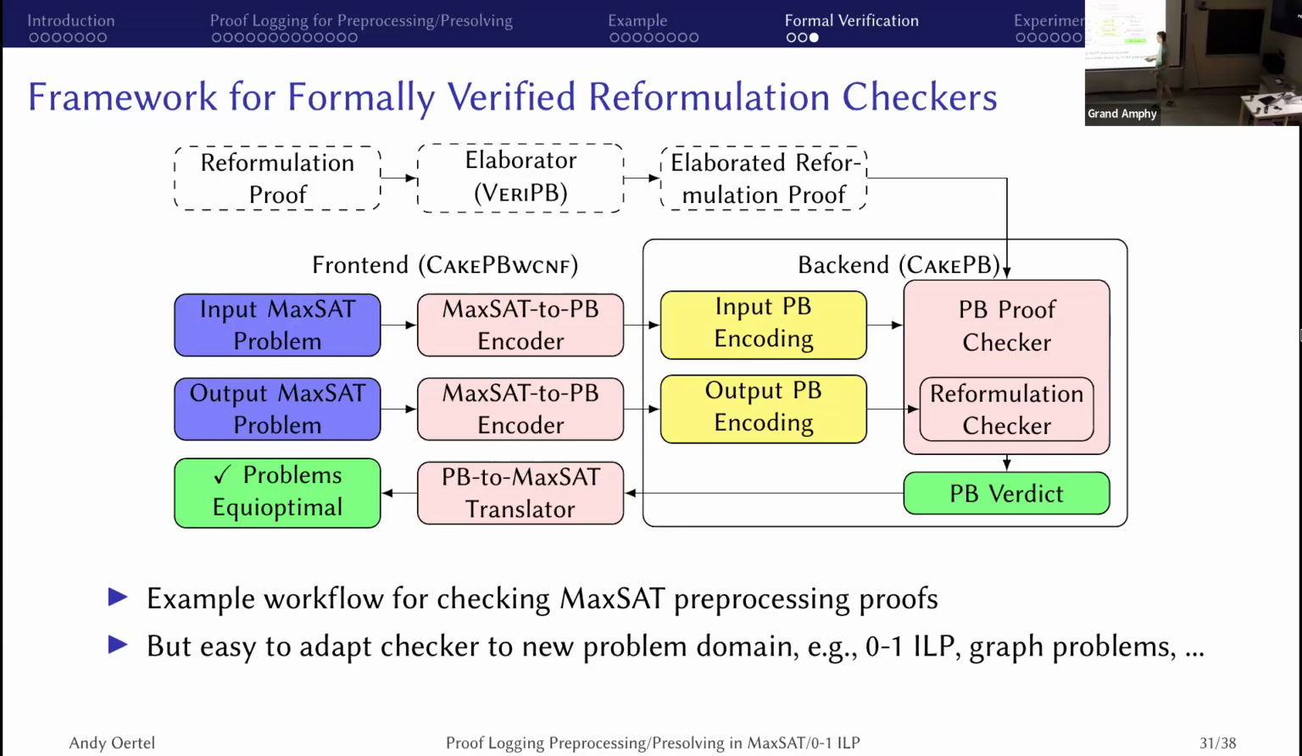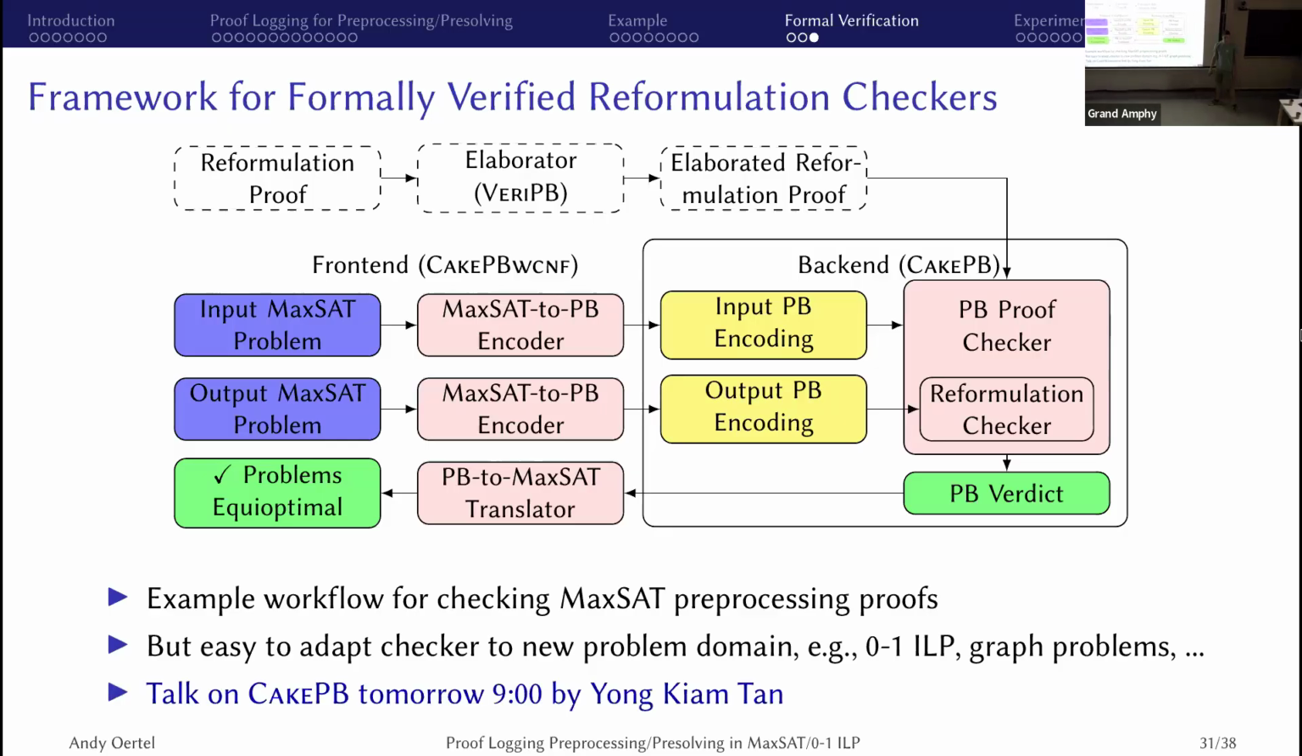So basically, if you want to change to a different problem domain, maybe you want to do 0-1 integer programming, or you're Kieran and you want to do graph problems, then the only thing you have to change is basically this front end that encodes the problem that you have into PB. And Yong-Kiam will talk more about this tomorrow when he talks about CakePB.